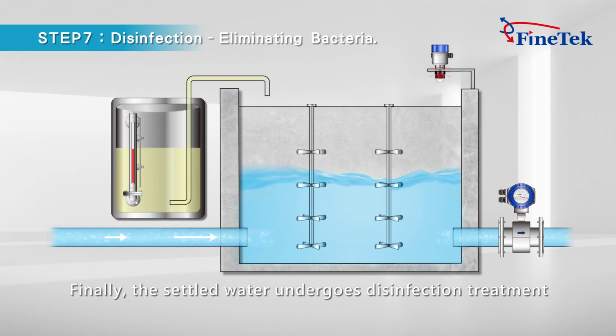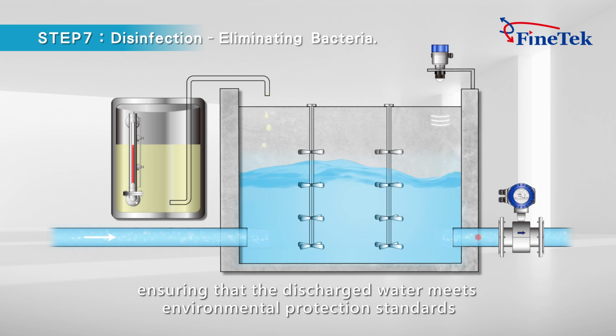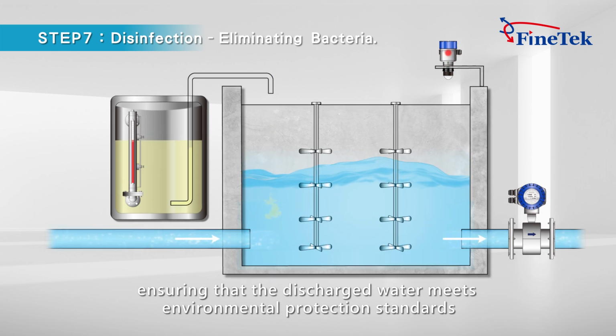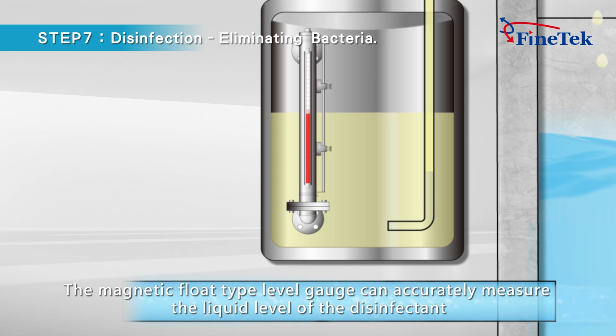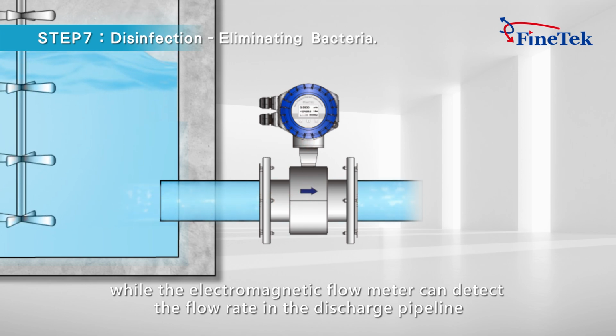Finally, the settled water undergoes disinfection treatment, where chemical chlorine is added to kill bacteria, ensuring that the discharged water meets environmental protection standards. The magnetic float-type level gauge can accurately measure the liquid level of the disinfectant, while the electromagnetic flow meter can detect the flow rate in the discharge pipeline.